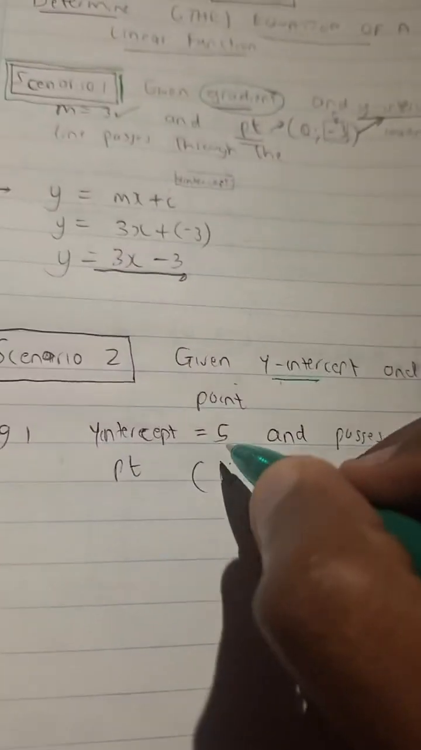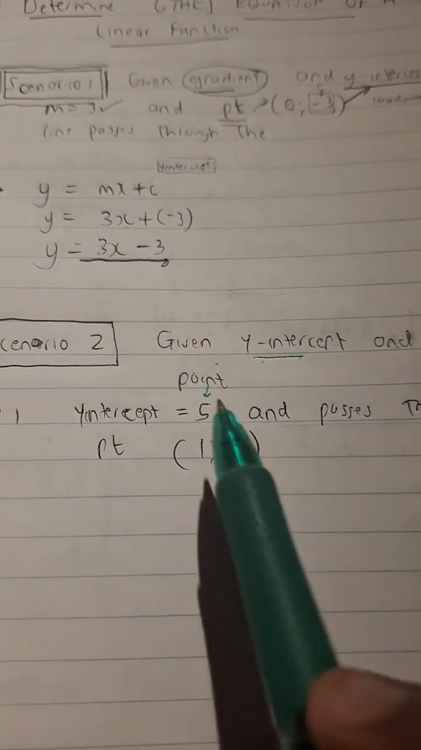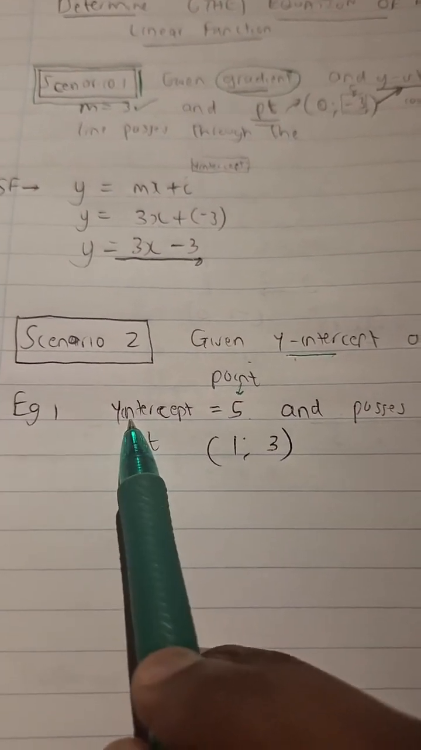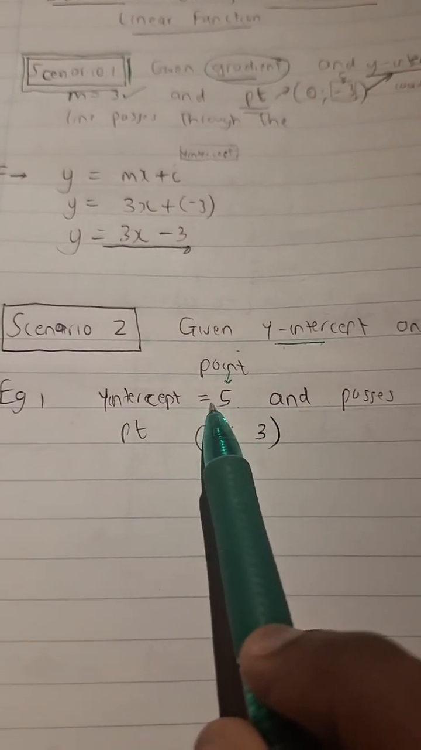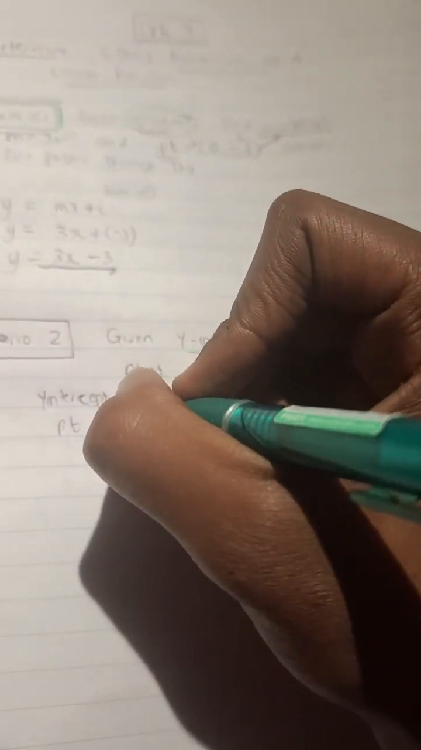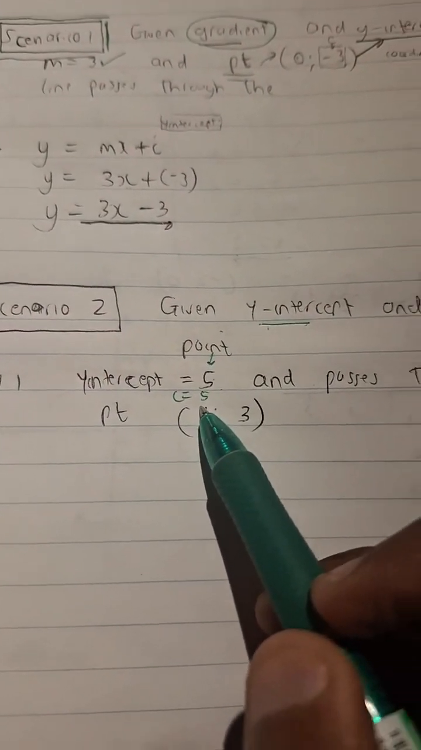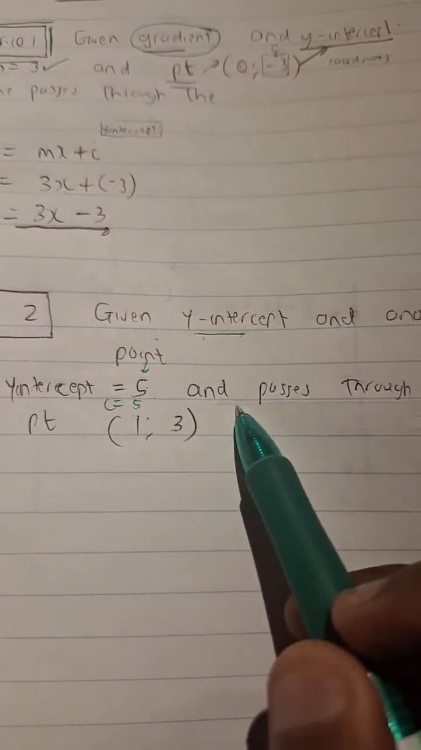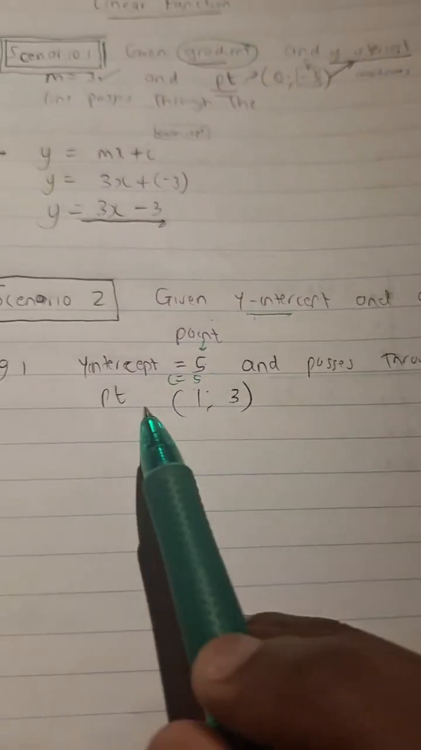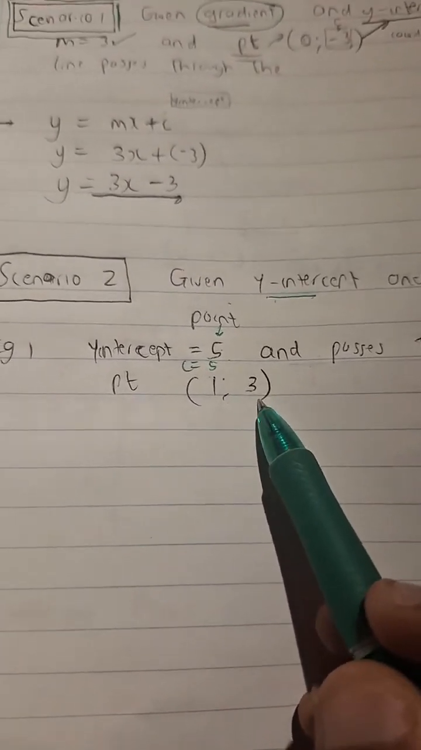The y-intercept in this situation, we are told, is 5. All right, so we are given here the value of the y-intercept. Remember, if we're given the value of the y-intercept, obviously this 5 represents our c value. So our c value is actually equal to 5. And this same straight line, we are told it passes through the point 1 and 3.